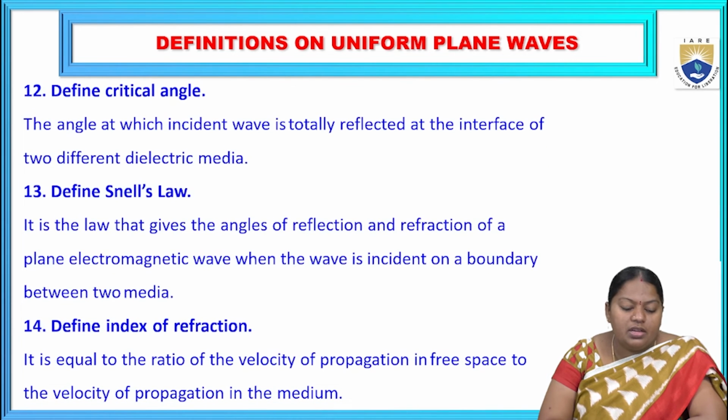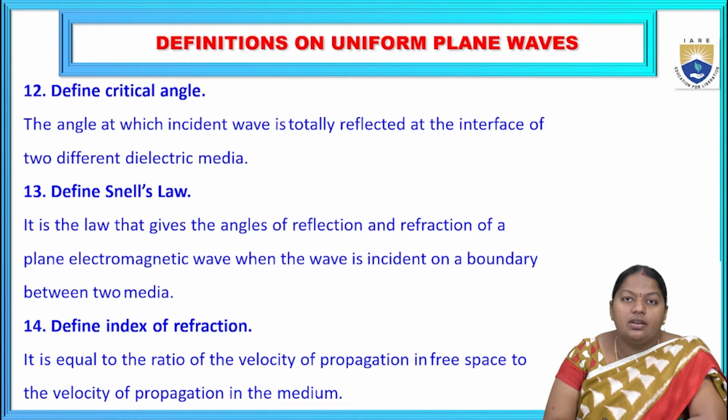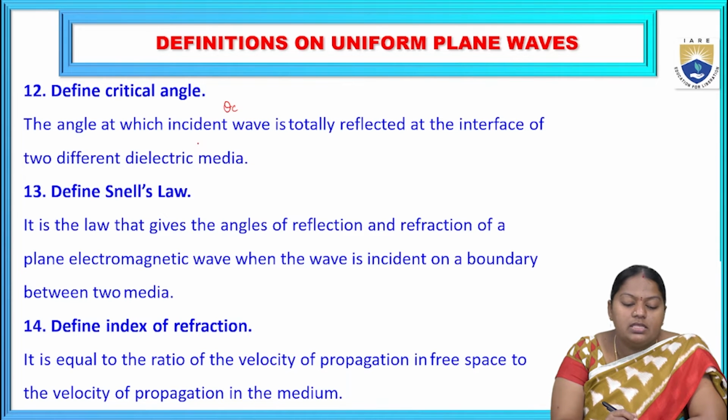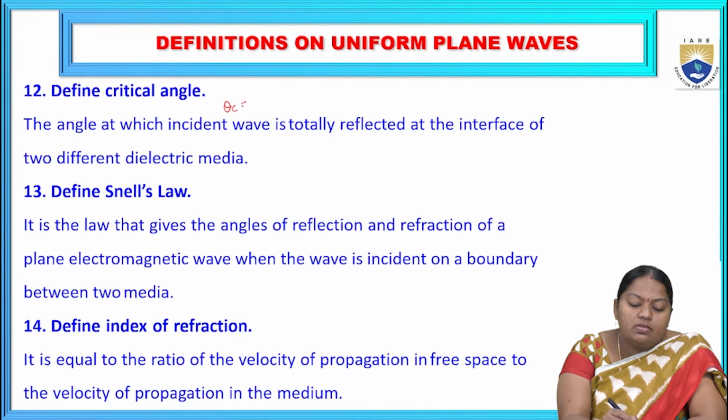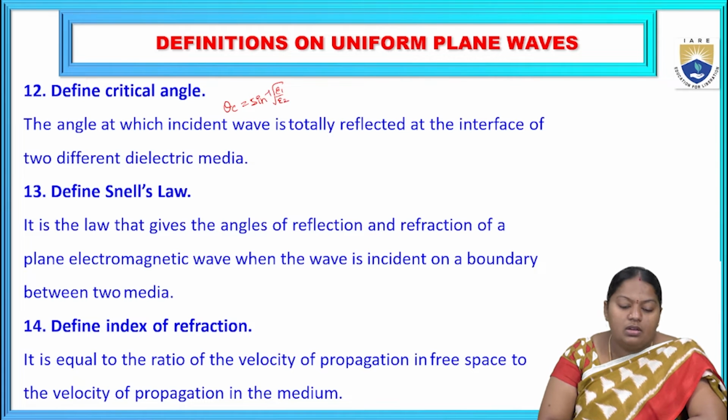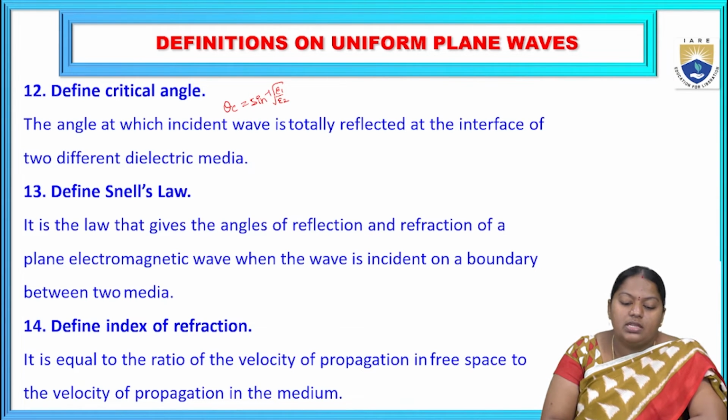Next, define critical angle. The angle at which an incident wave is totally reflected at the interface of two different dielectric media is called the critical angle. It is represented with theta C, where C stands for critical. Theta C equals sine inverse of root of epsilon 1 by epsilon 2, or n1 by n2, or v2 by v1. We will be considering any one of these relations. So critical angle theta C is given here.